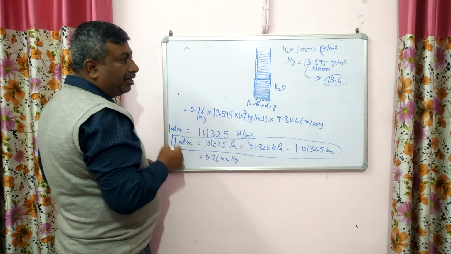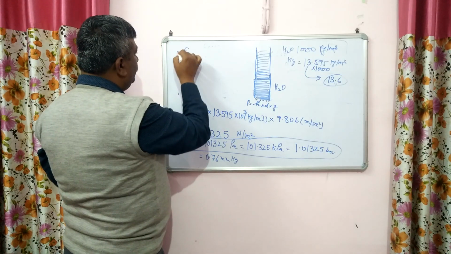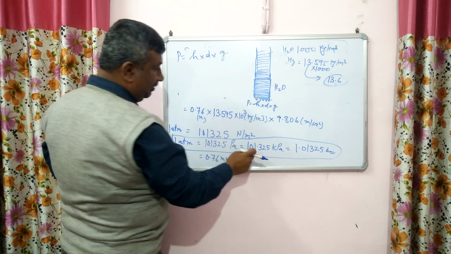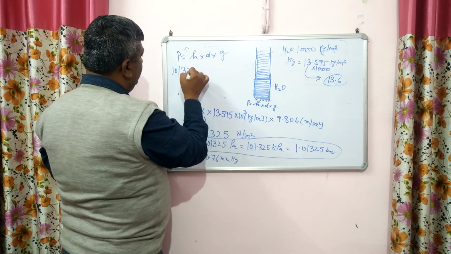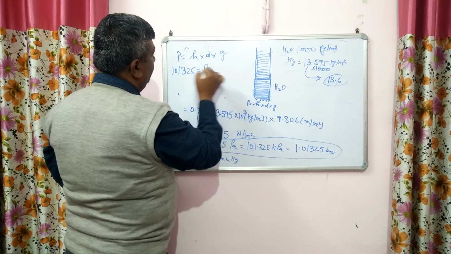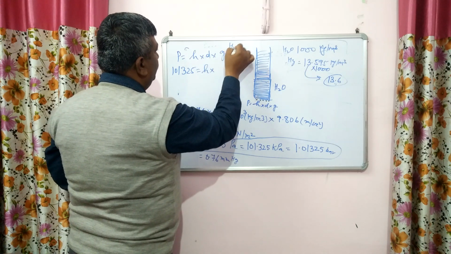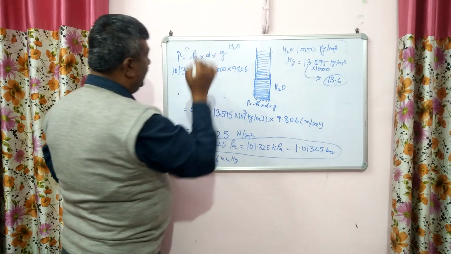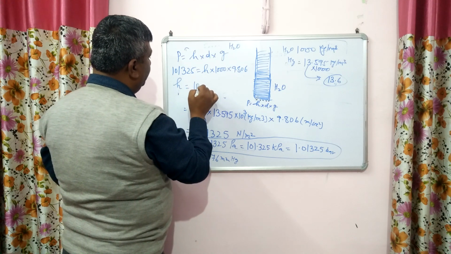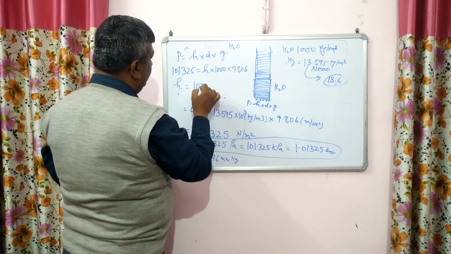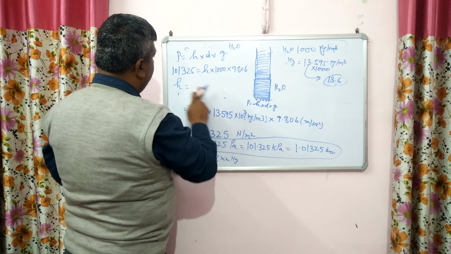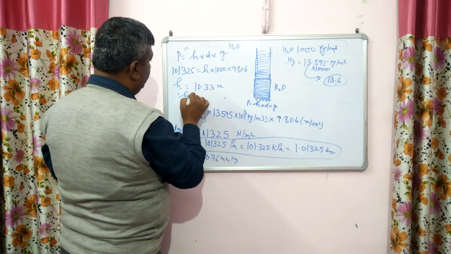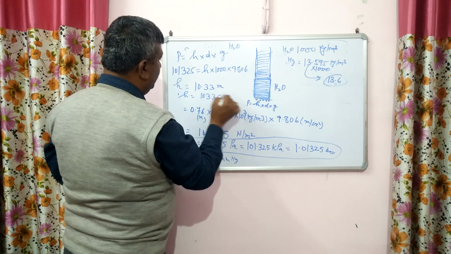Okay, so now if we want to find this for water, how can we find it? P is equal to H into D into G. Pressure is this one, 101,325 Pascal, and we have to find the height of water. Our interest is in water height. Density we know, 1000, and G is 9.806. Then H is approximately 10.33 meter, or H is equal to 1033 centimeter.